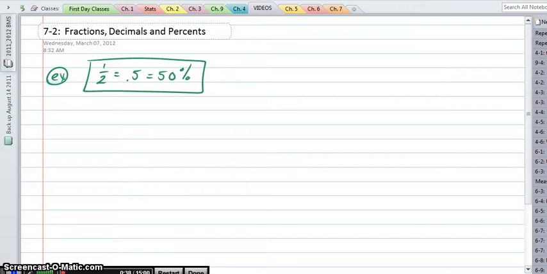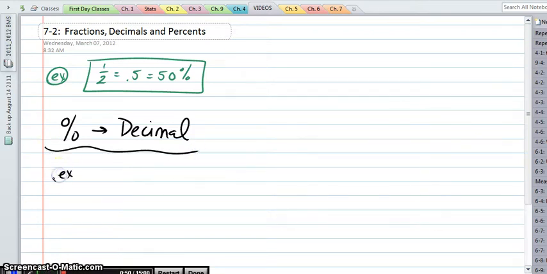So let's review how to write percents as decimals. Basically, you just need to divide by 100 and remove the percent symbol. It works out really nicely. Let's just show that here. So let's take a look at an example. Let's say we have 45%. We need to just divide 45 by 100.